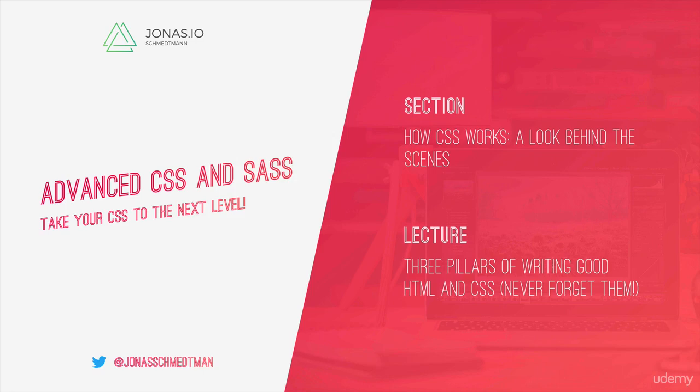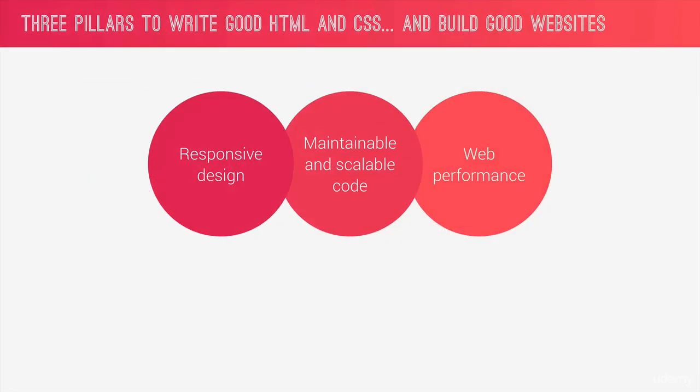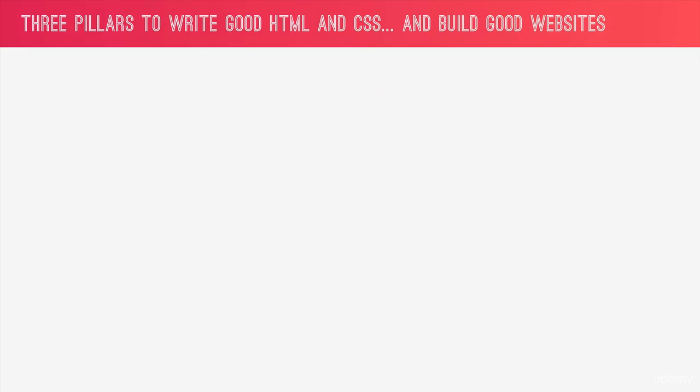Now, this lecture is not exactly about coding, but it's absolutely crucial that we talk about these principles right in the beginning of the course, so that we start off the project without making any mistakes we would then have to fix later down the road. Alright, so the three pillars are responsive design, writing maintainable and scalable code, and caring about web performance. But let's look at them one by one.